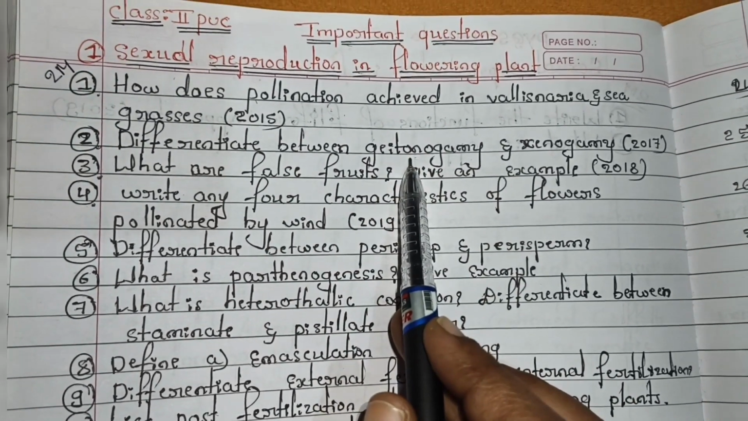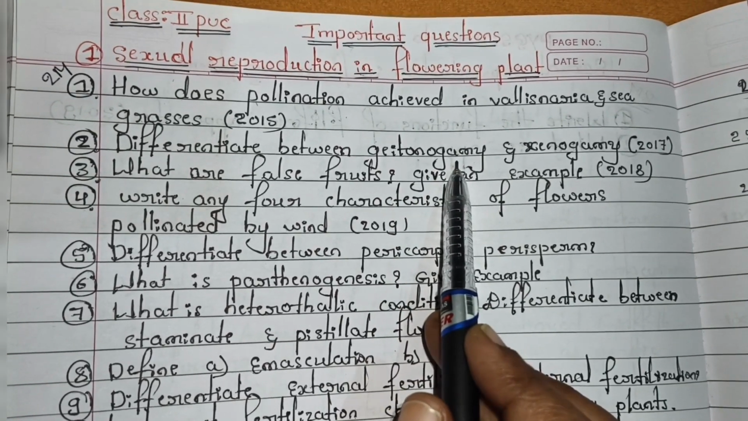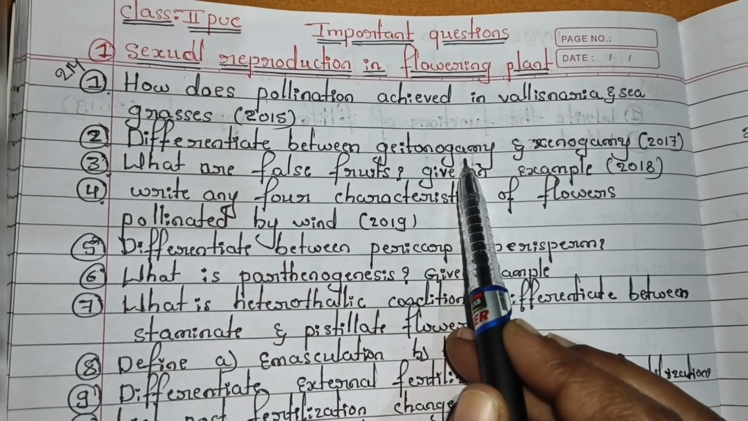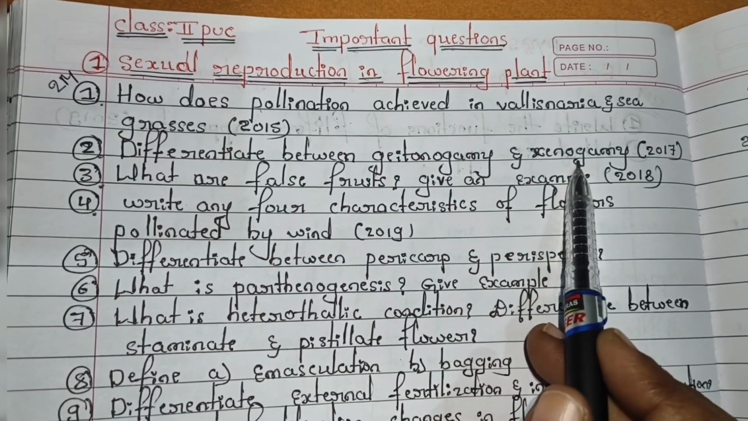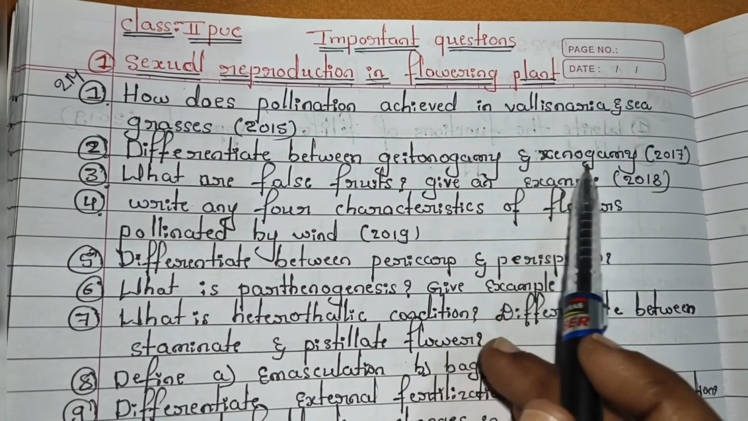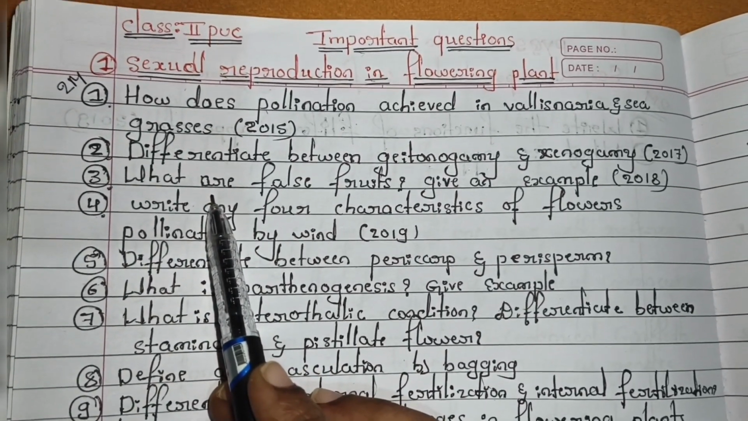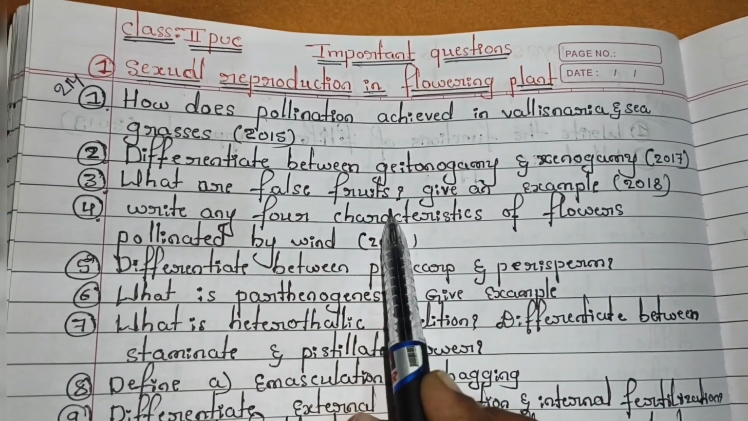Geitonogamy means the transfer of pollen grains takes place from one flower to another flower of the same plant, and xenogamy is a different one. Like self pollination and cross pollination, you have to write the differences between geitonogamy and xenogamy. And the third question is: what are false fruits?